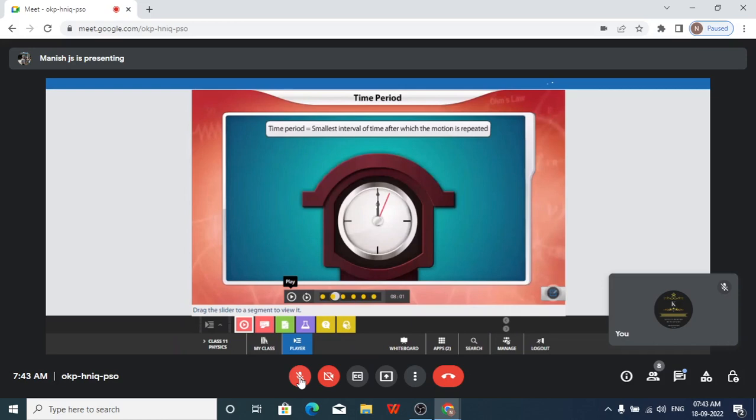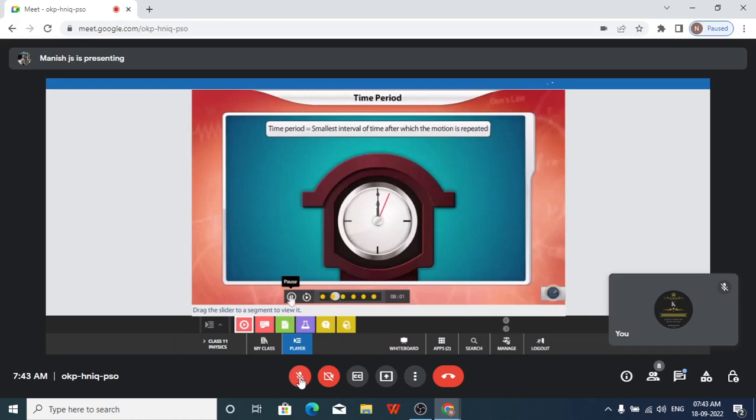Objects which are in a repeated motion or a periodic motion, we call that the time period. When the motion repeats, that is your time period. A simple pendulum can have its time period, the same way the earth can have its time period, and the moon will also have its own time period. That is how we define time period.